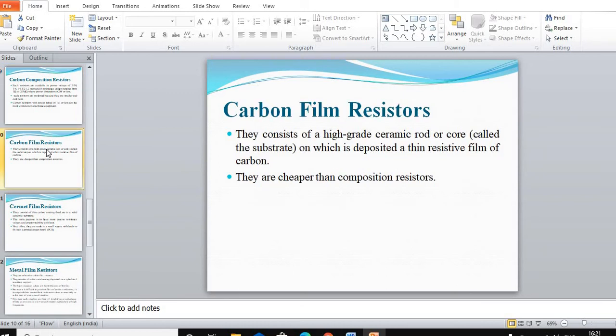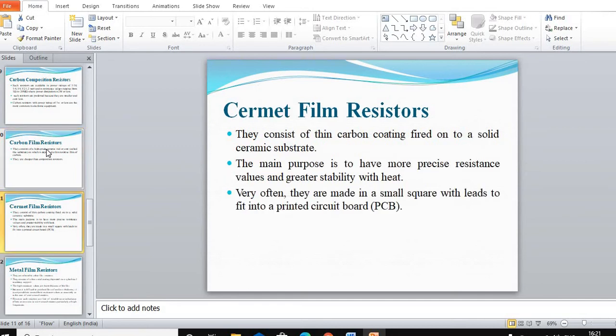Carbon film resistors. They consist of a high-grade ceramic rod or core called the substrate on which is deposited a thin resistive film of carbon. They are cheaper than composition resistors. Ceramic film resistors. They consist of thin carbon coating fired onto a solid ceramic substrate. The main purpose is to have more precise resistance values and greater stability with heat. Very often they are made in a small square with leads to fit into a printed circuit board.